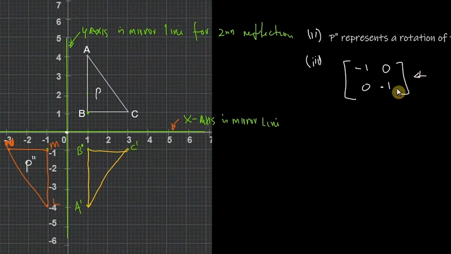This is the 2x2 transformation matrix for a 180 degree rotation about the origin.